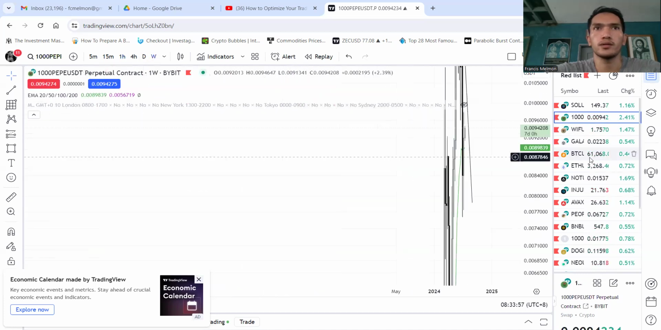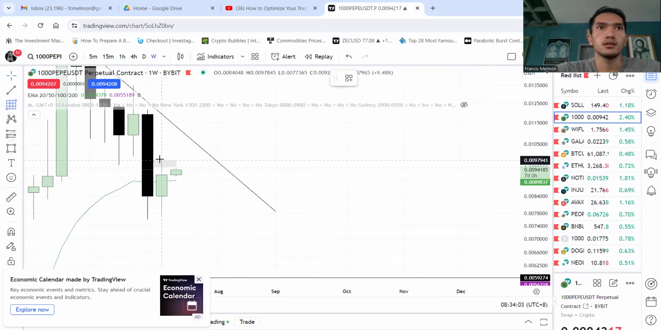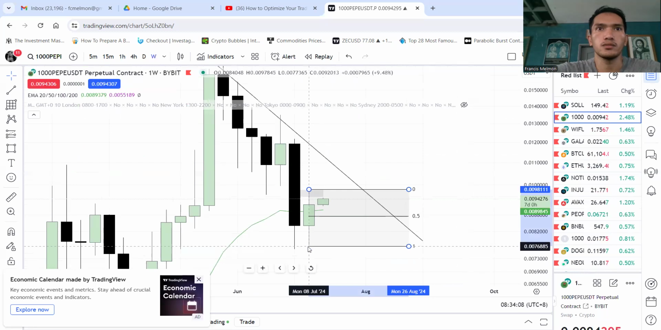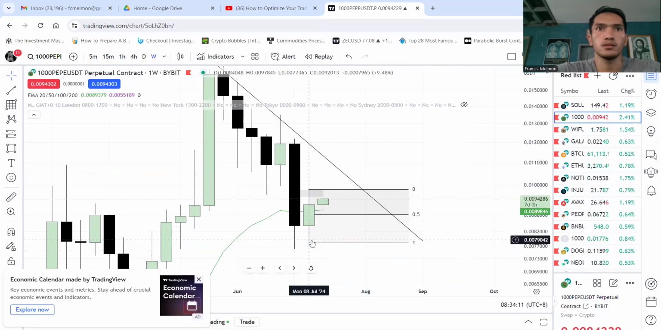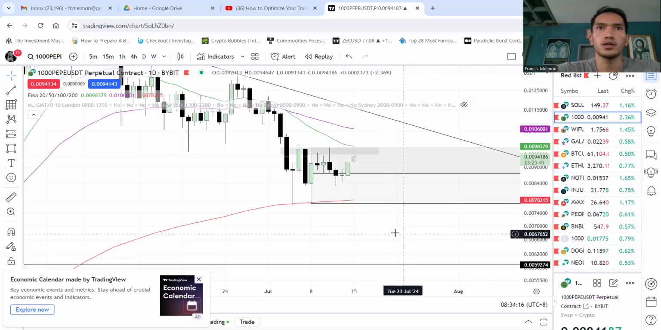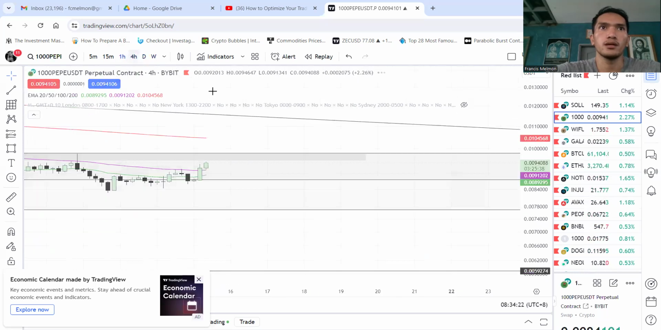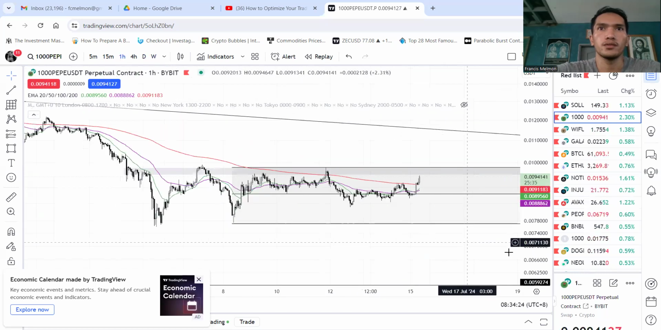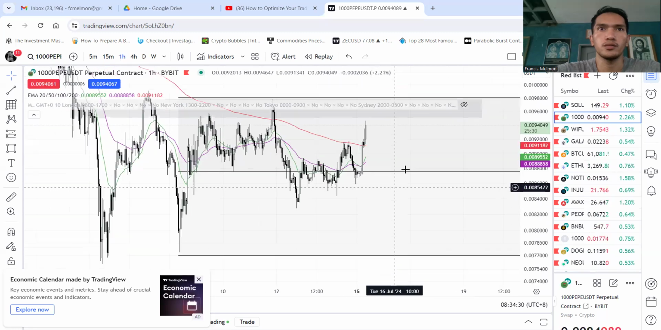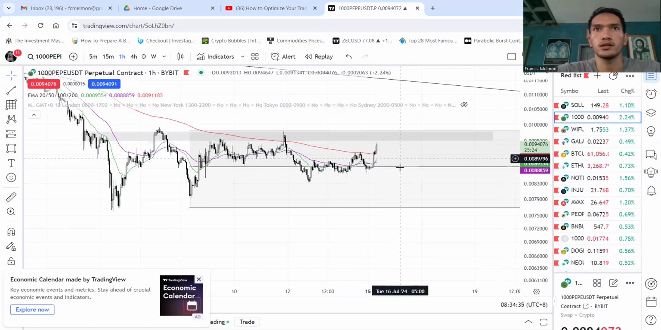Let's go back to Pepe because I wasn't able to chart the previous week high and low. Okay. So currently we are in a premium. So if this price action will be respected, you might go further into the downside.